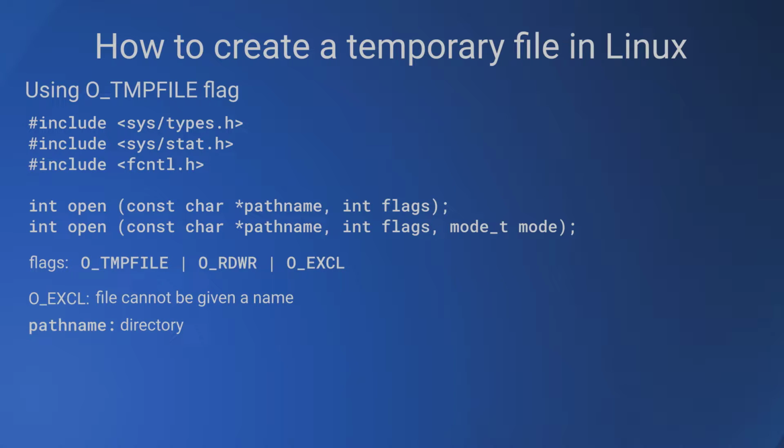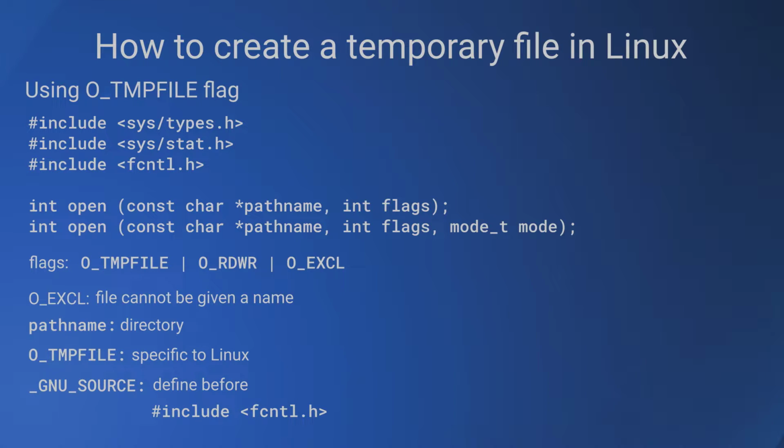The first parameter is the name of a directory. An unnamed inode is created in the file system of this directory. When the last file descriptor for this file is closed, the file is deleted and all contents are lost forever. The O_TMPFILE flag is specific to Linux. The symbolic constant _GNU_SOURCE needs to be defined before the include of the fcntl.h header file so that the program using the O_TMPFILE flag can be compiled.